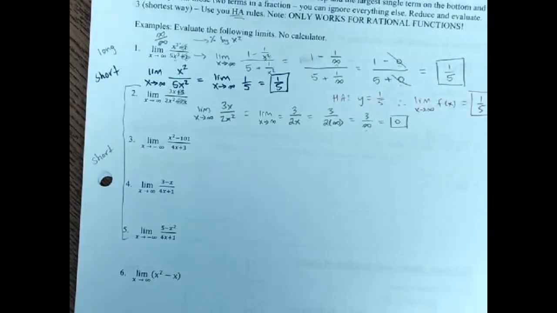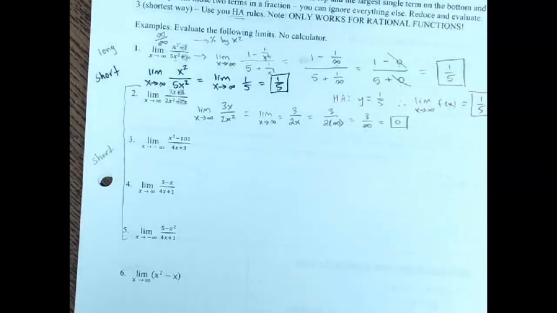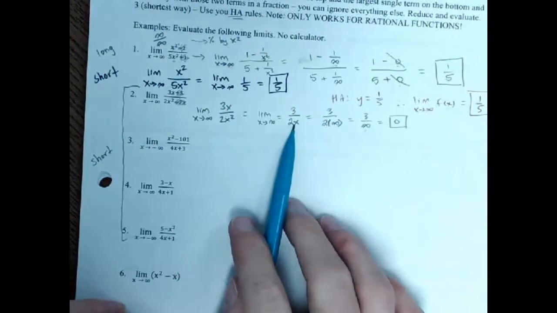It's just pretty quick. You find the biggest term in the top, ignore everything else. Find the biggest term in the bottom, ignore everything else. Then you can reduce it, and then you can evaluate it.